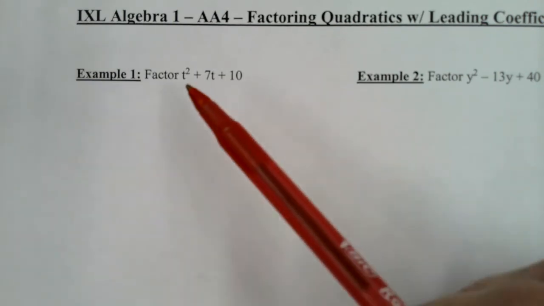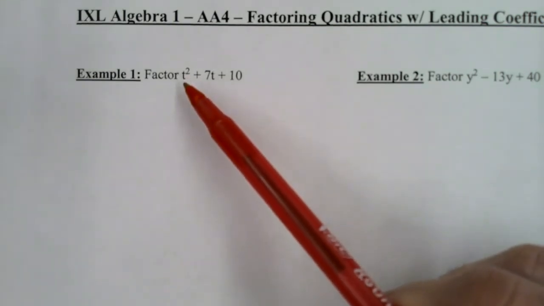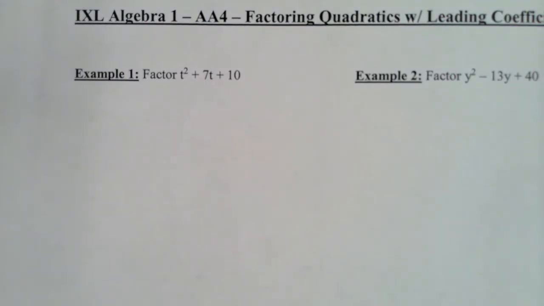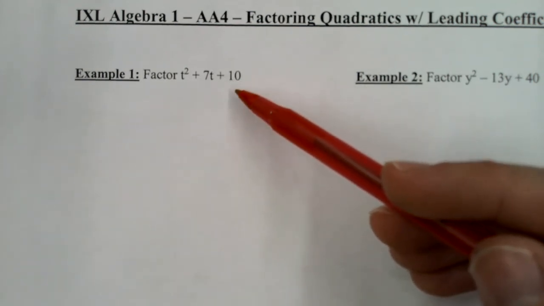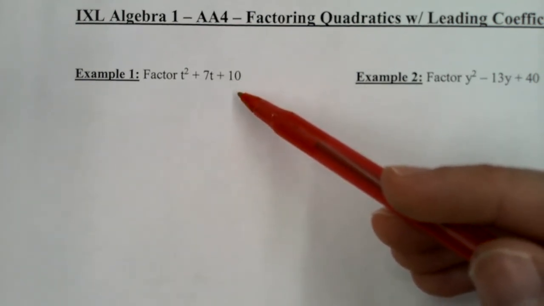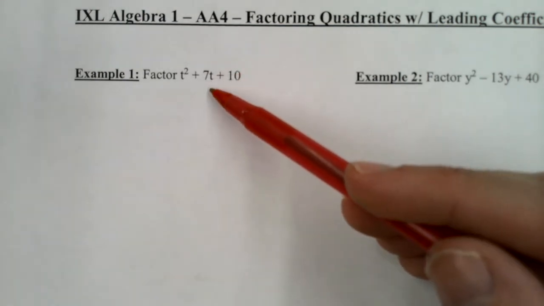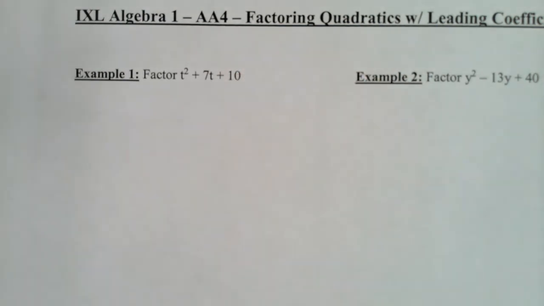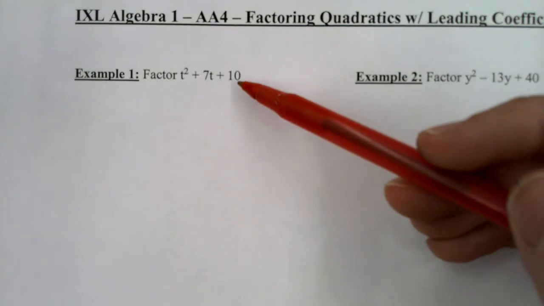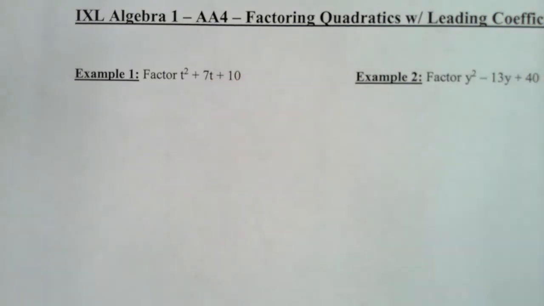Now, when the leading coefficient is 1, the number before the squared term is 1, those are the quick method factoring ones. So these are not long problems at all, as long as you know the shortcut method. The shortcut method is you need to find two numbers that multiply to the C value, the 10, and add to the B value, which in this case is 7. The two numbers have to multiply to 10 and add to 7.